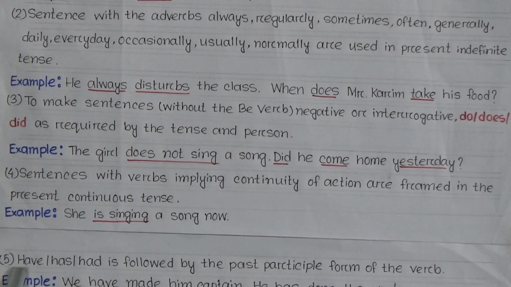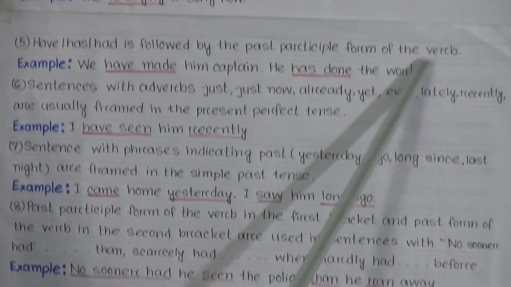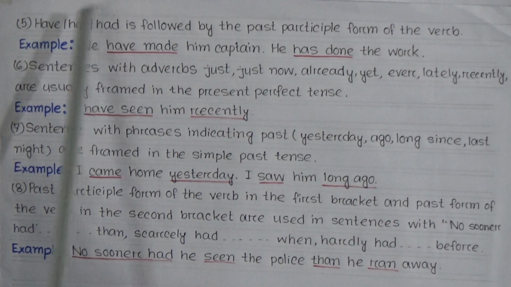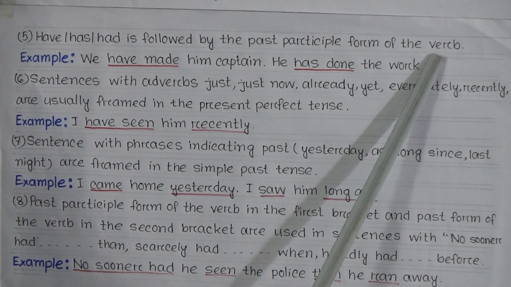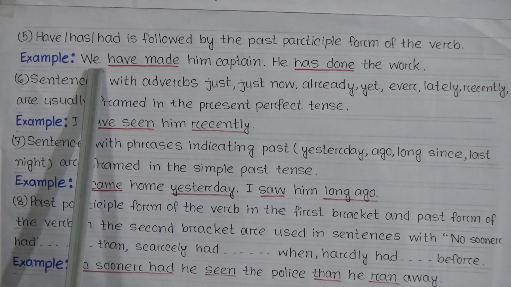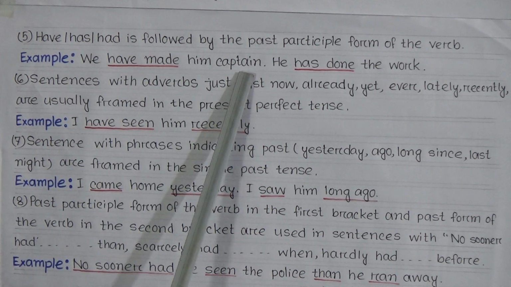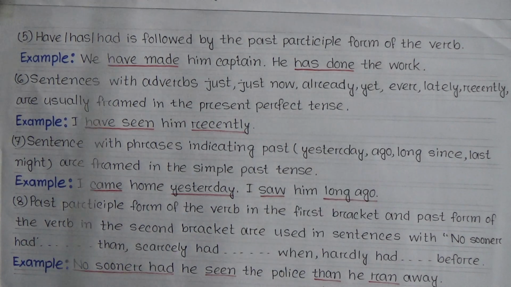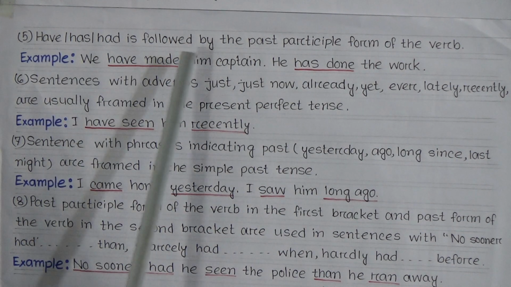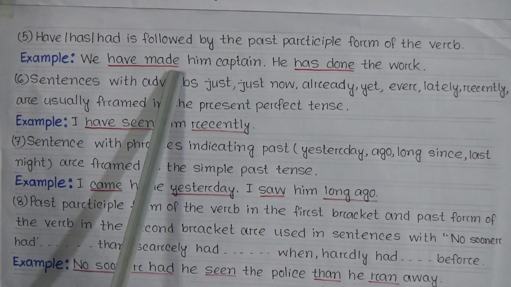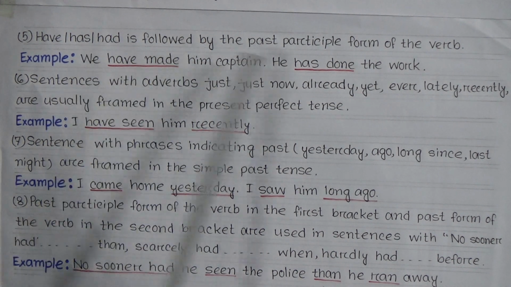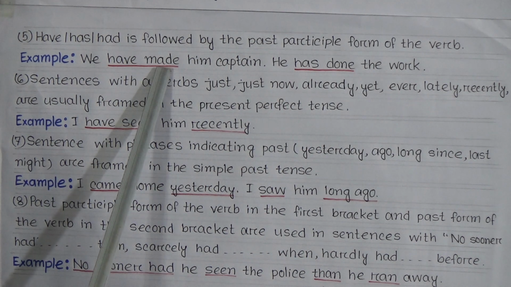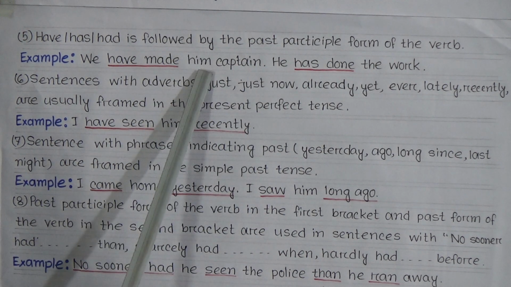Rule number 5: have, has, had is followed by the past participle form of the verb. I'm repeating, have, has, had is followed by the past participle form of the verb. So come to the example: we have made him captain, he has done the work. We all know that it follows the rule of present perfect tense. The structure of present perfect tense is subject plus have or has, then past participle form of the verb, then object and extension.